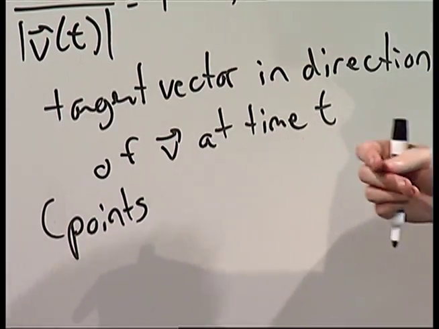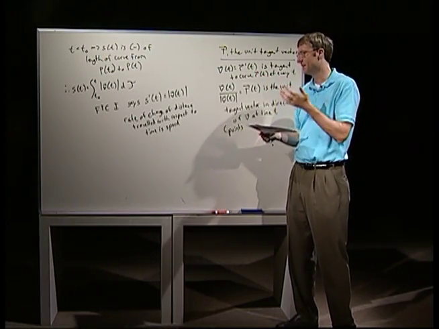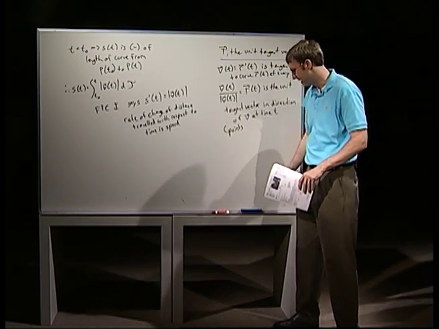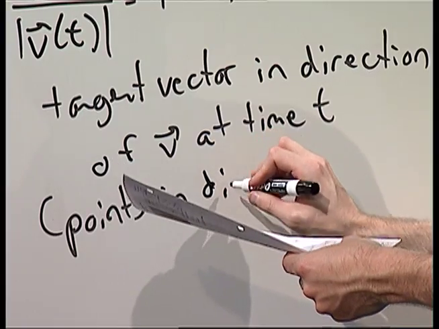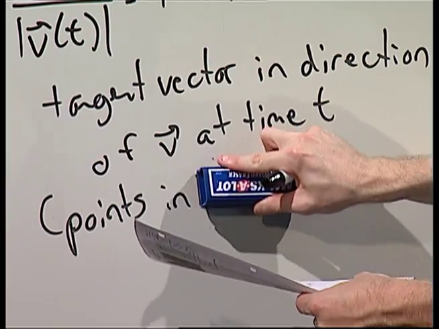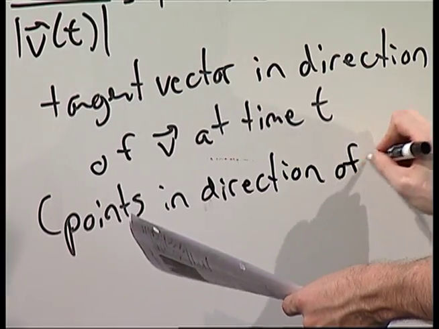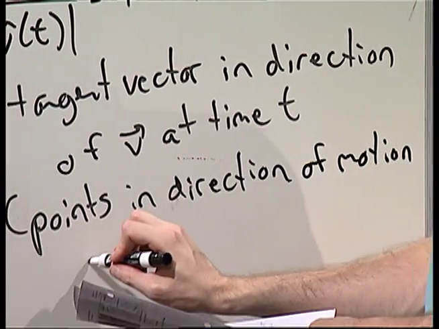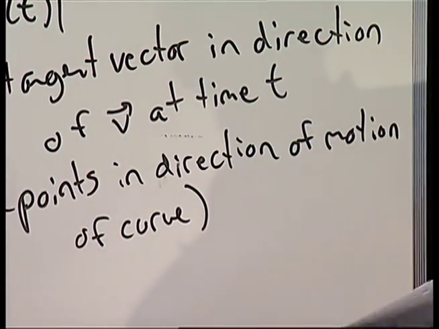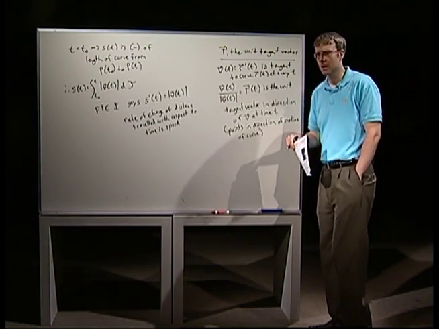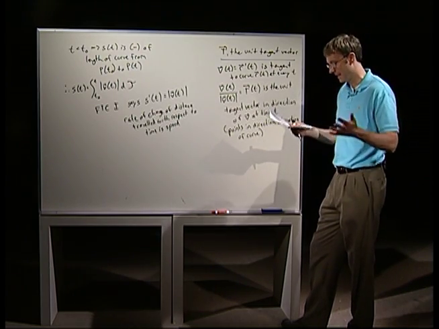Remember that the tangent line is not only tangent, but also points in the direction that the curve is moving. So it's the tangent line that gives the inclination of the curve to go forward. So this points in the direction of motion, or the forward direction of the curve, at time t. It depends on t because v depends on t. But it is a unit vector, and it points in the direction of motion of the curve at time t.